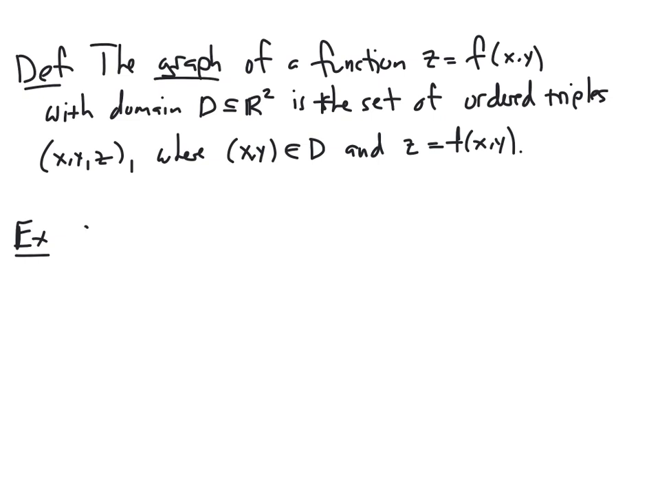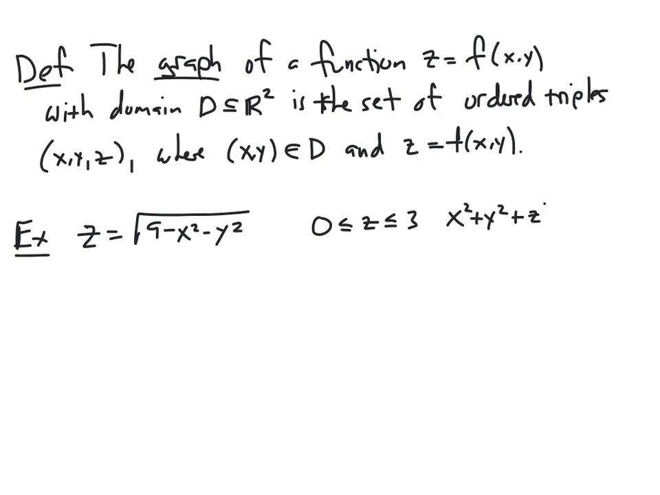That was z equals the square root of 9 minus x squared minus y squared. And in that example, we saw that we wanted z to lie between 0 and 3, and also to satisfy the equation x squared plus y squared plus z squared equals 9. And so if we just look at the equation here, this we should readily recognize as a sphere centered at the origin with radius 3.